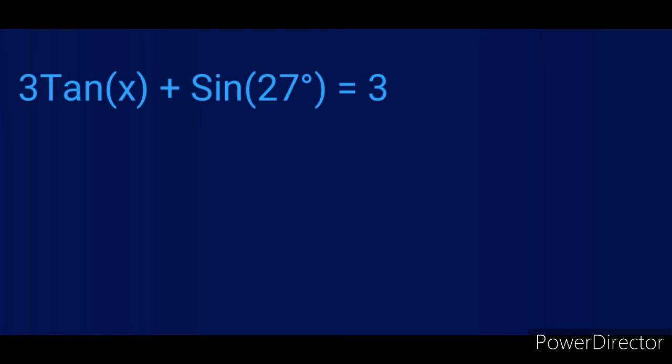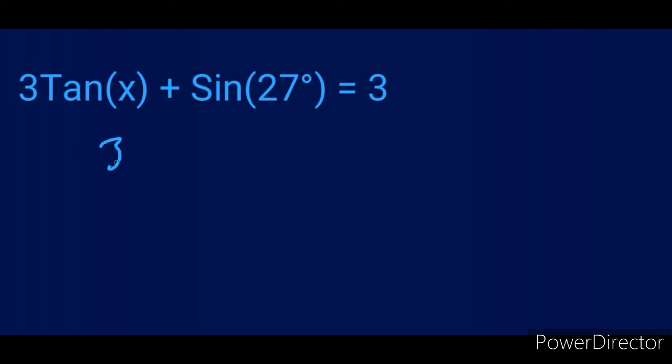Alright, here is another example. So in this case, we're given 3 tan x plus sine 27 is equals to 3. So we do things as usual. Pure numbers on the other side of the equation, and then letters on one side of the equation.